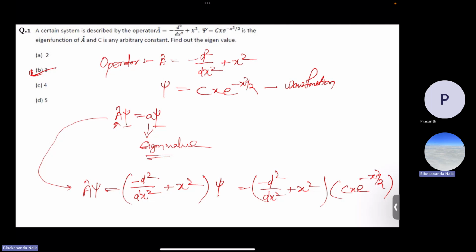Because if you take the derivative twice and then calculate it mathematically, then you will again reproduce the wave function, that is c x e to the power minus x square by 2, along with the value 3, and this value 3 is known as the eigenvalue. I hope this is clear to you. Then we will proceed to the next problem.